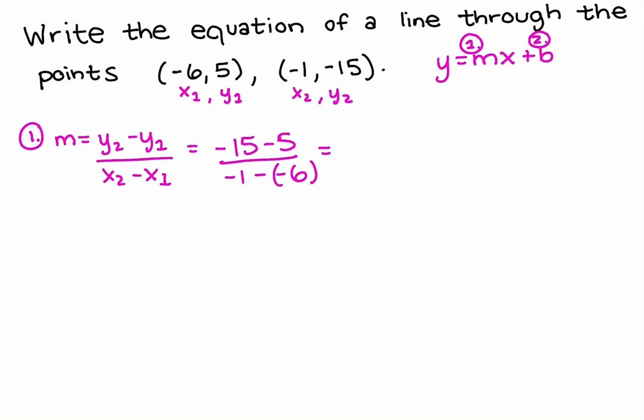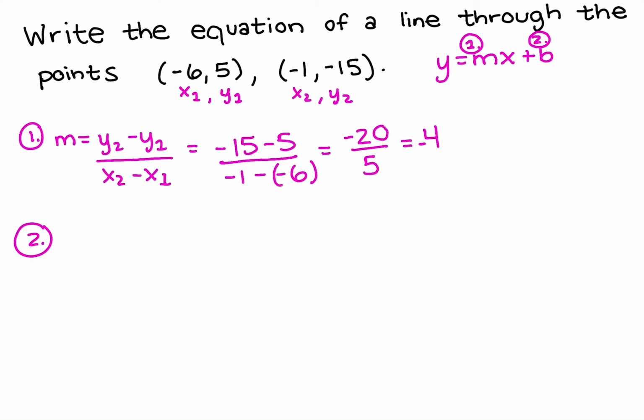So we have -15 minus 5 on the top, which is going to bring us to -20. And then we have -1 minus a -6, which is actually going to end up being +6. So we'll have -1 plus 6, which is just going to be 5. So our slope here is -20 divided by 5, which is going to give us -4.